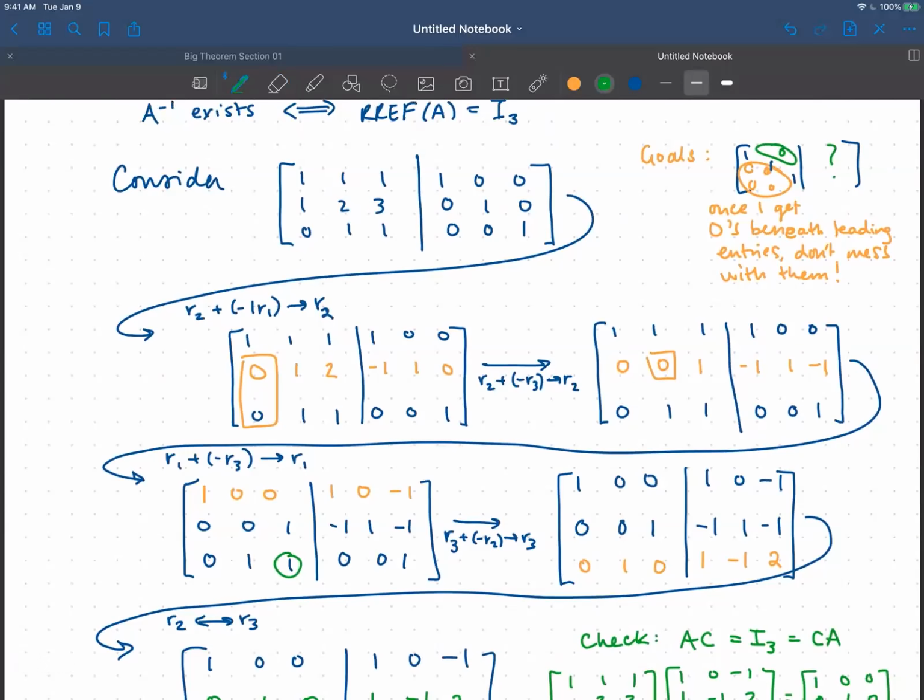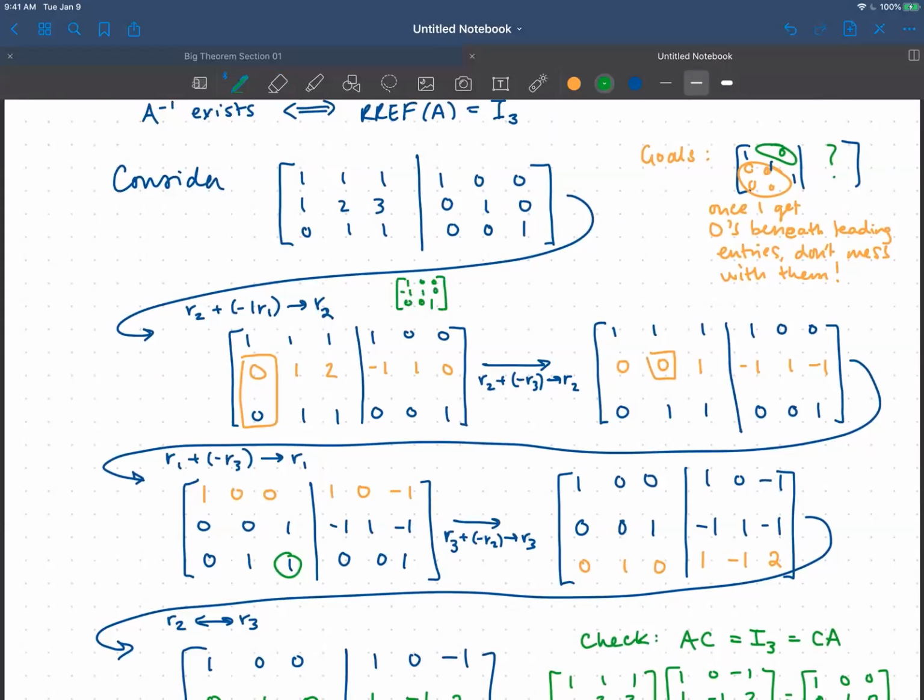So our first row operation gives us the elementary matrix. I take the identity matrix and I do row 2 minus row 1 becomes row 2. So I have 1, 0, 0, -1, 1, 0, 0, 0, 1, which is the same thing I got in my first step.